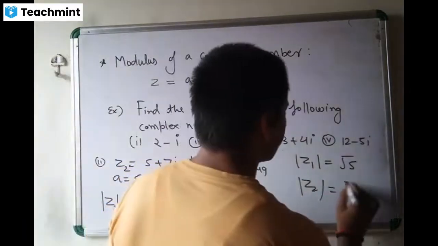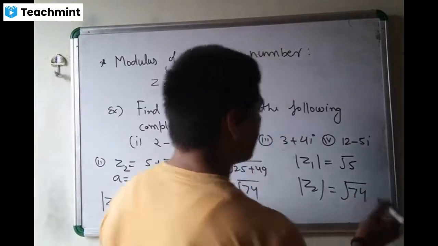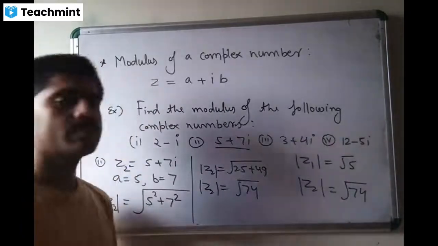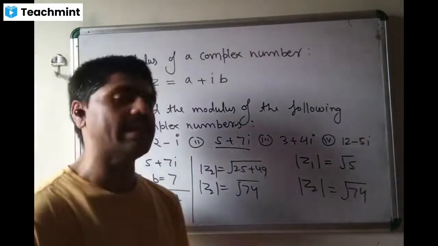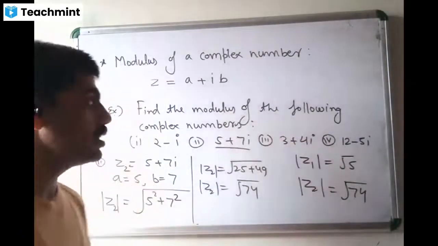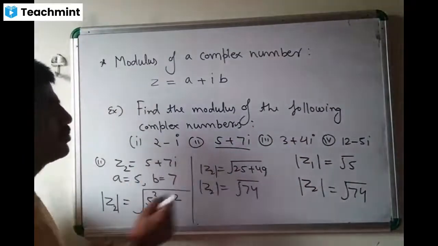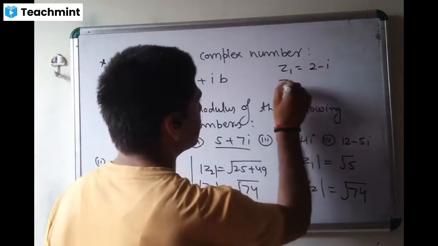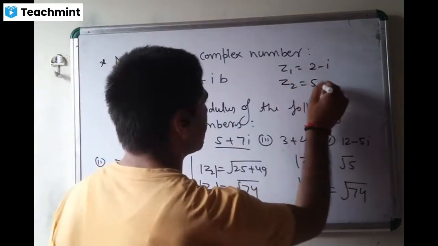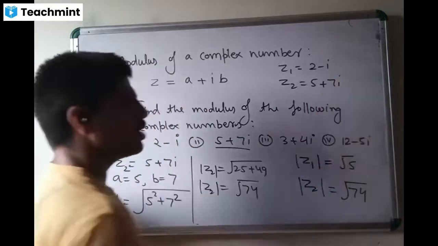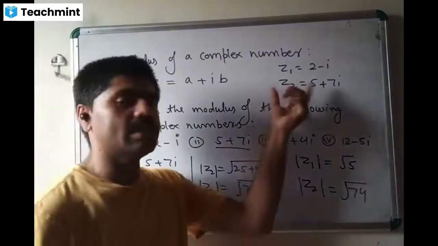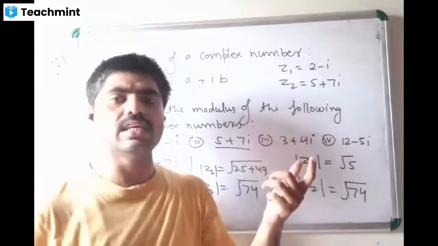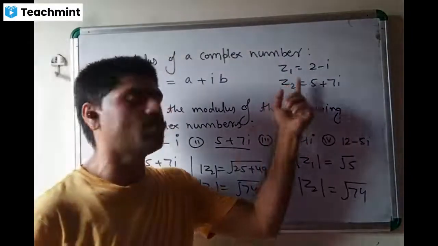Mod Z2 is equal to under root 74. So can you tell me which is larger? Root 74. Yes, correct. But if you have these two complex numbers, Z1 is equal to 2 minus i and Z2 is equal to 5 plus 7i, and anyone asks you which is larger, you cannot say directly that Z1 is equal to Z2 or Z2 is more than Z1.